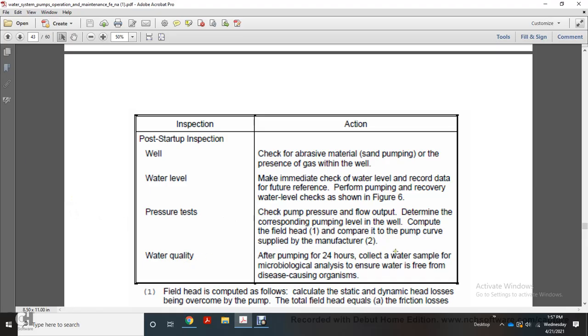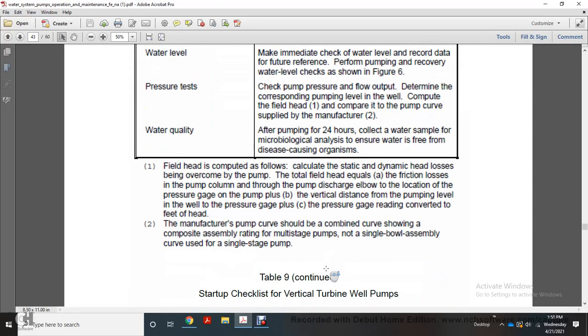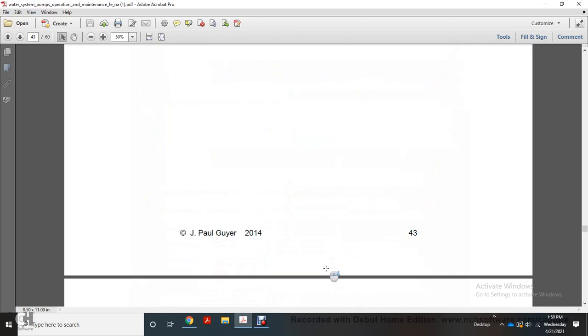Water quality after pumping 24 hours: collect a water sample for biological analysis to ensure the water is free of disease-causing organisms.